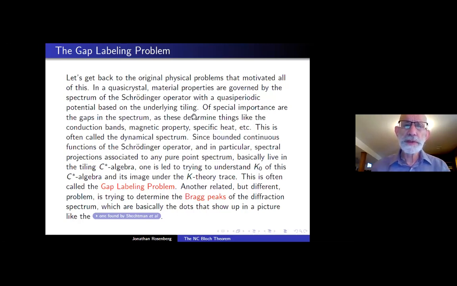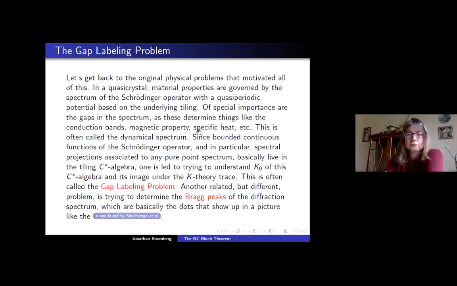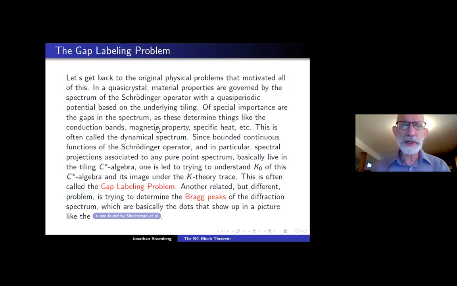Okay, so ultimately, what one would like to be able to compute are all these material properties which involve the dynamical spectrum and the X-ray diffraction spectrum, which determines the Bragg peaks. Okay, so that's the basic physical problem, and that's the mathematical model.